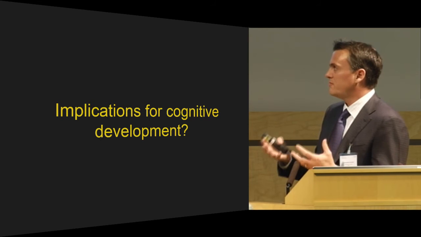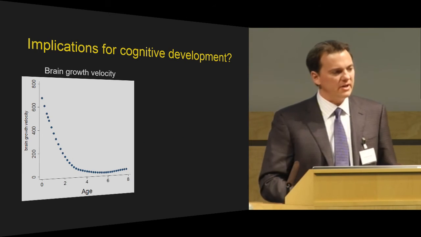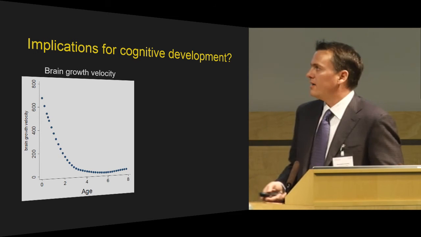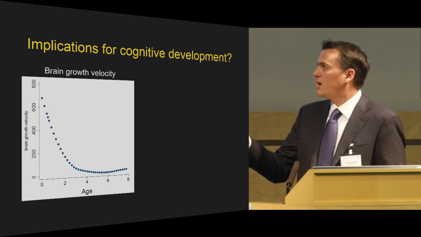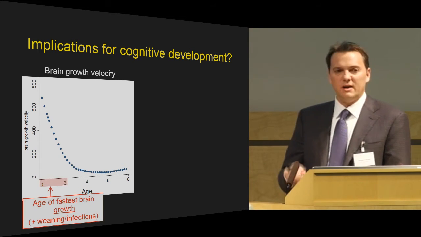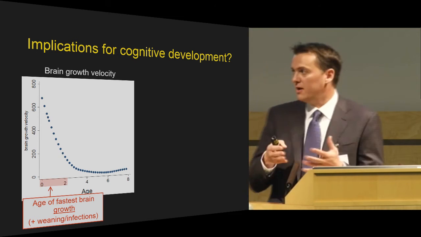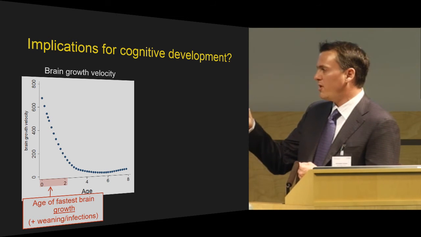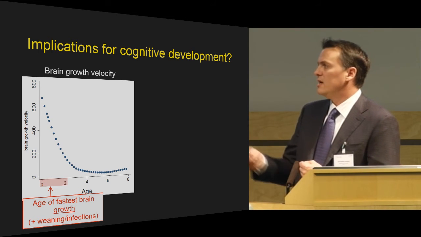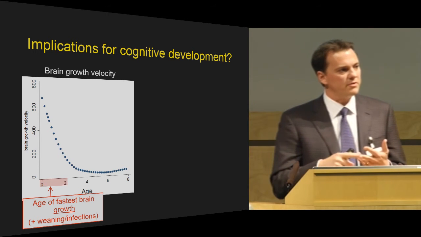Implications for the role of nutrition in cognitive development. There's been a lot done on this topic. And here we see the brain growth velocity curve. So very fast brain growth here, slowing down. And so naturally, a lot of the focus has been on this period of rapid brain growth. Okay, because it's not only the point at which the brain is growing fastest, but it's also a period when you have weaning, infectious disease, growth faltering, all right?